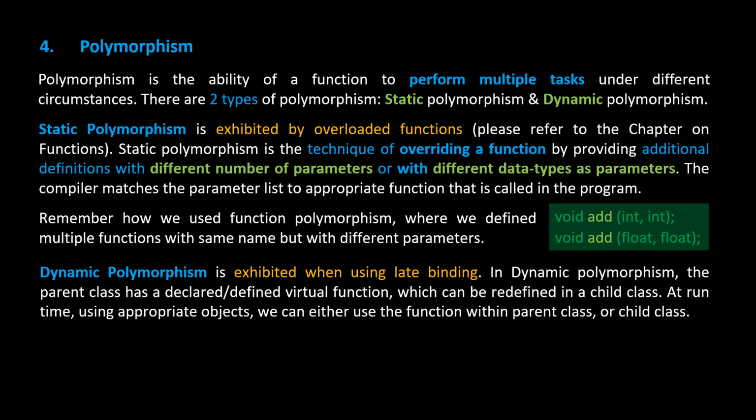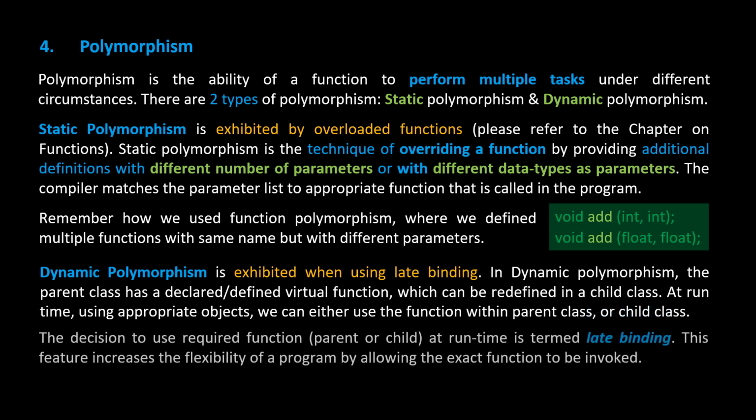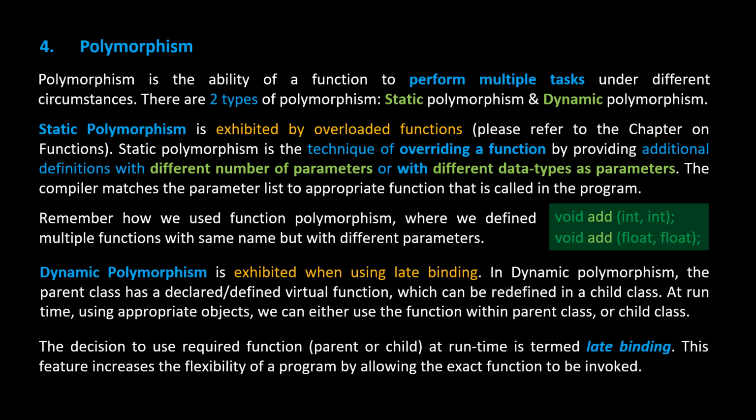In dynamic polymorphism, the parent class has a declared or defined virtual function, which can be redefined in a child class. At runtime, using appropriate objects, we can either use the function within the parent class or child class. The decision to use the required function, that is, parent or child, at runtime, is termed late binding. This feature increases the flexibility of a program by allowing the exact function to be invoked.